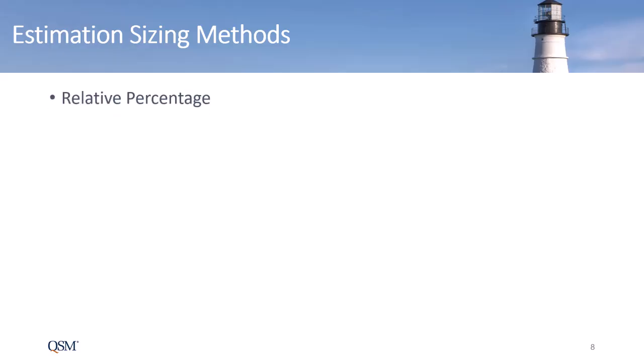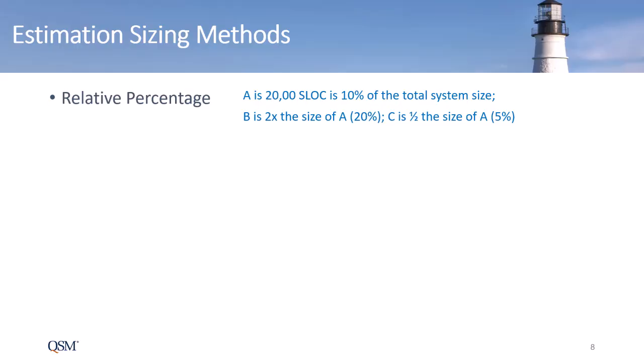Relative percentage. Use this technique to generate an early estimate of the total system size relative to a single component you know or have already estimated the size of. For example, component A is 20,000 source lines of code and comprises 10% of the overall functionality. Component B is twice the size of component A, therefore 20%. And component C is roughly half the size of component A, equaling 5% of the system. This initial rough order of magnitude estimate can be refined as the design progresses.